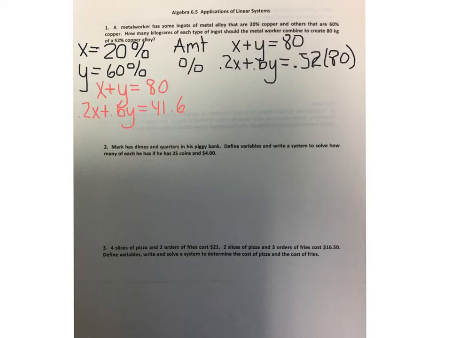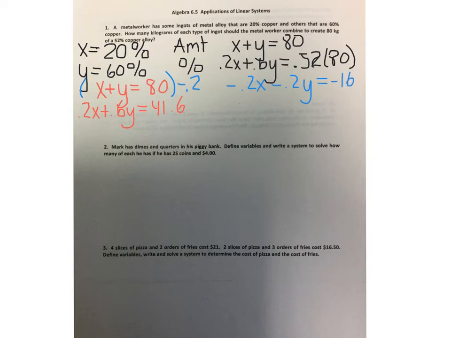You can solve using whatever method you want. I just multiplied over here 0.52 times 80. That's where the 41.6 came from. I'm going to use elimination. If you wanted to use substitution, you could do that. So I'm going to use elimination. I'm going to multiply the top row by negative 0.2 because I want my x's to cancel out. So if I do that, I'm going to end up with negative 0.2x minus 0.2y equals negative 16.